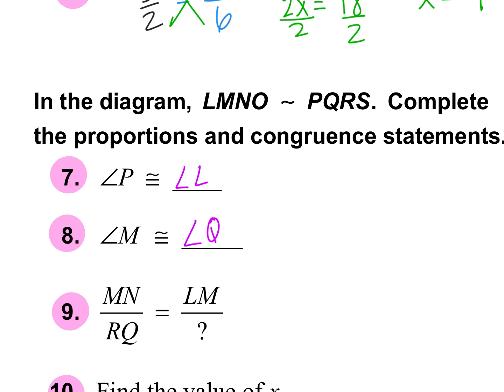All right, now looking at the next one. I have MN and QR are corresponding. And then I have LM. What's corresponding to LM? PQ. If you wrote QP, that's fine. So either PQ or QP is fine.